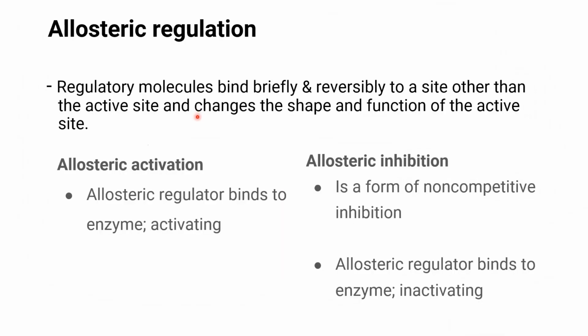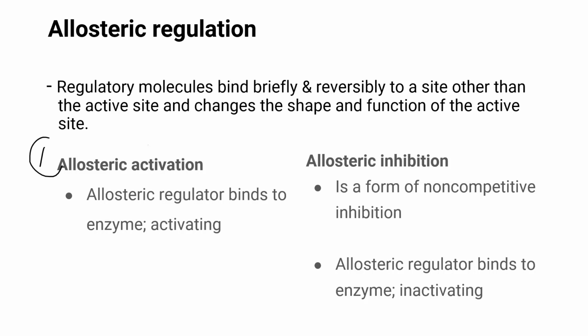Allosteric regulation of enzymes. Regulatory molecules bind briefly and reversibly to a site other than the active site, or this is the allosteric site, and change the shape and function of the active site. This allosteric regulation can be divided into two. It can be either allosteric activation or allosteric inhibition.